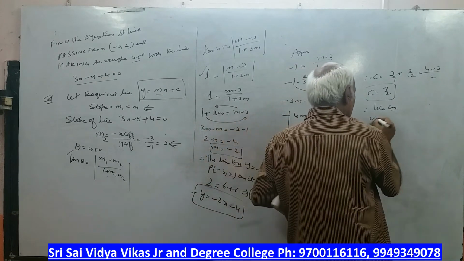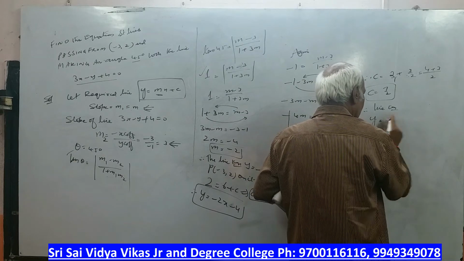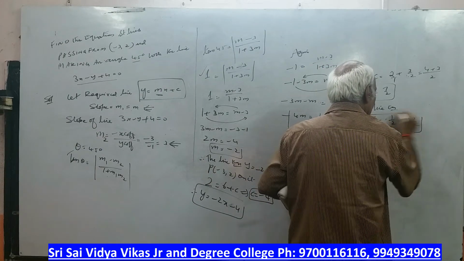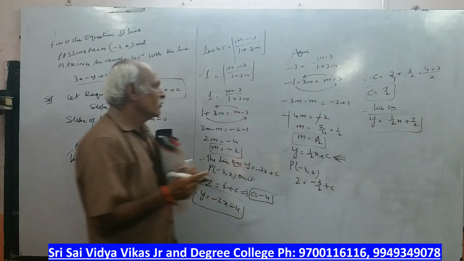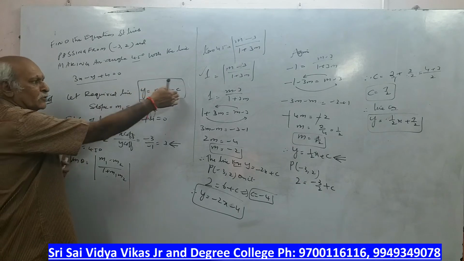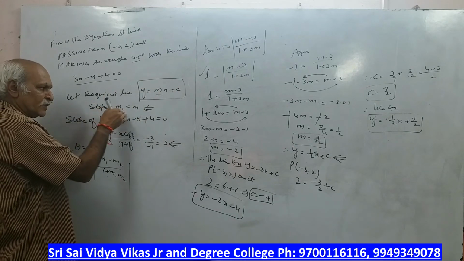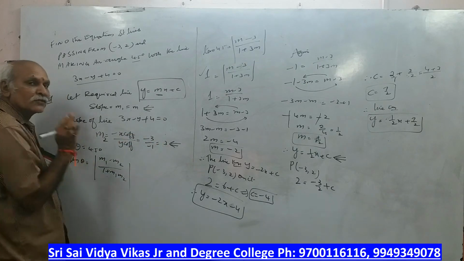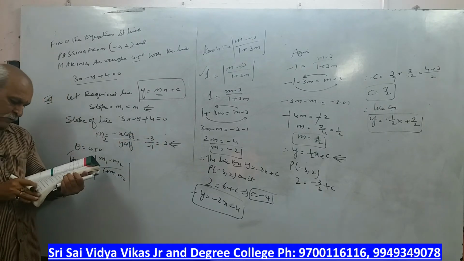Y is equal to minus 1 by 2x plus c, 7 by 2. So here, why I said 7 marks, you must be understanding here. You have to understand the required line is y is equal to mx plus c. Slope is m1 is m for this. Then the slope of the line you have to identify. Then use this formula. Okay, please note this down.